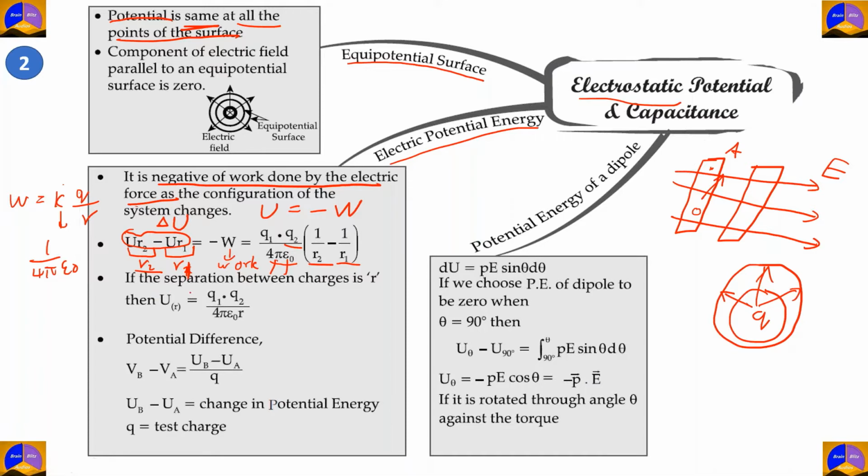Now, if the separation between the charges Q1 and Q2 is R, then electric potential energy due to distance R will be equal to Q1 into Q2 divided by 4 pi epsilon naught R. So if this value becomes 1 by R, then the formula gets simplified to this.